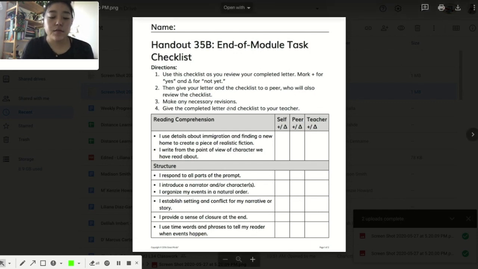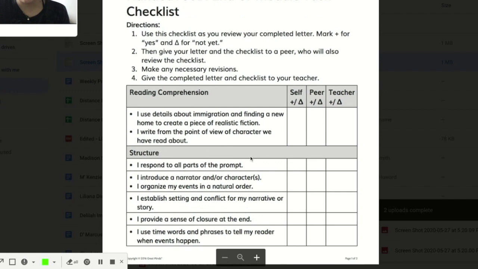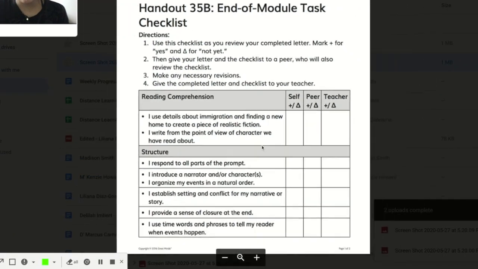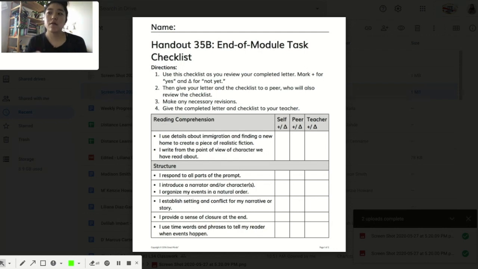All right, so for the first part of this checklist, I need you to make sure that you use details about immigration and finding a new home to create a piece of realistic fiction. So again, this is making sure you're including facts that you've learned based on experiences that we've read so far through any of our texts. That includes Grandfather's Journey, Tea with Milk, Coming to America, and The Keeping Quilt.